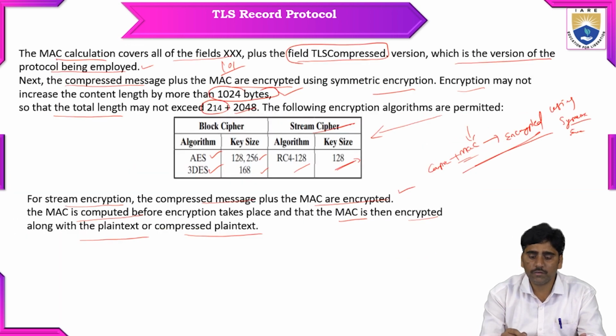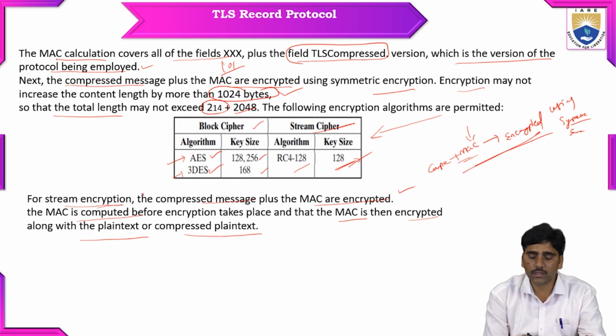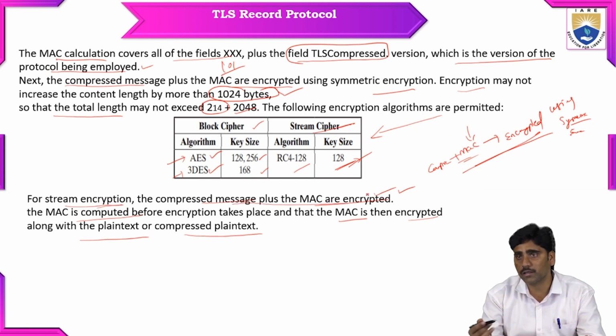So here we have different sizes for the block cipher algorithms. Examples are AES and triple DES, which have key sizes of 128, 256, and 168 is the key size for triple DES. For the stream cipher, RC4 128, the key size is 128. So for stream encryption, the compressed message plus MAC are encrypted.